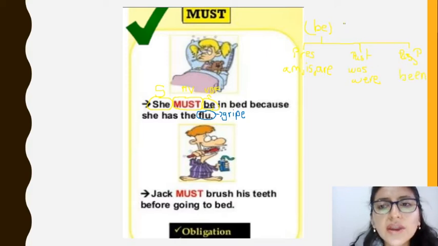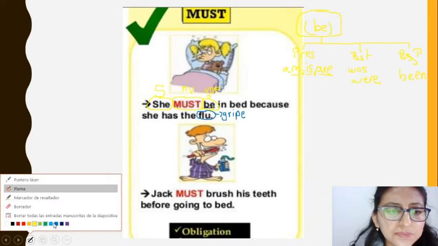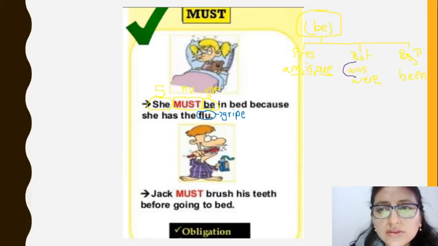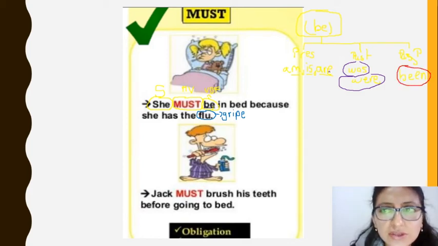Recuerde, este de aquí es el verbo base. A este verbo be lo vamos a conjugar, ya sea en presente, que tenemos am, is y are, en pasado was y were, y en pasado participio tenemos el verbo been. Pero todos estos verbos se derivan de este verbo base. Okay, this is the base. Okay, next.